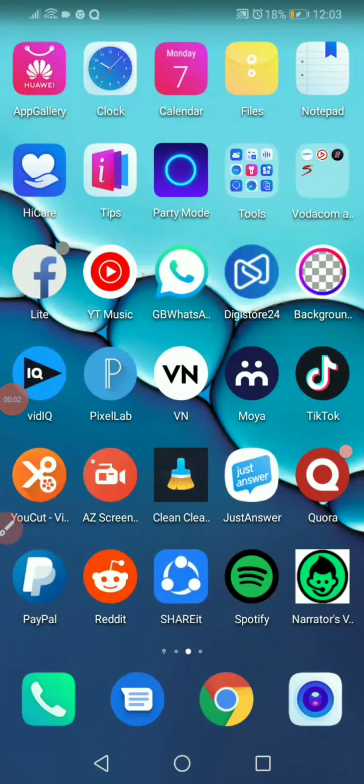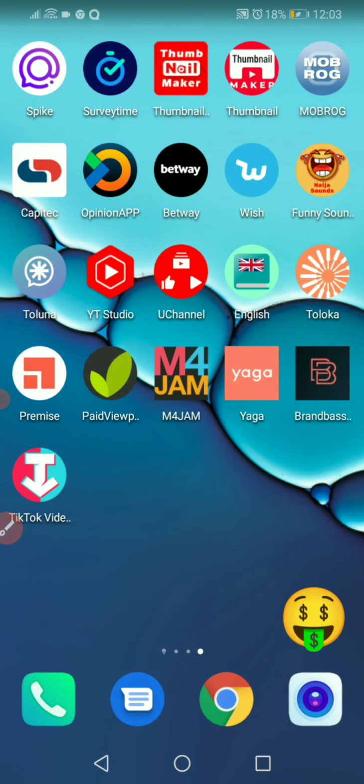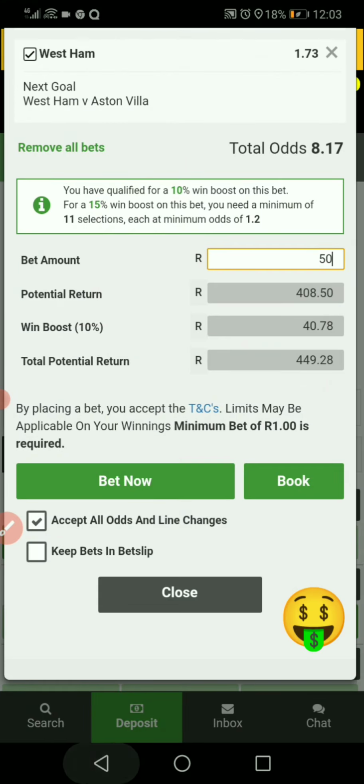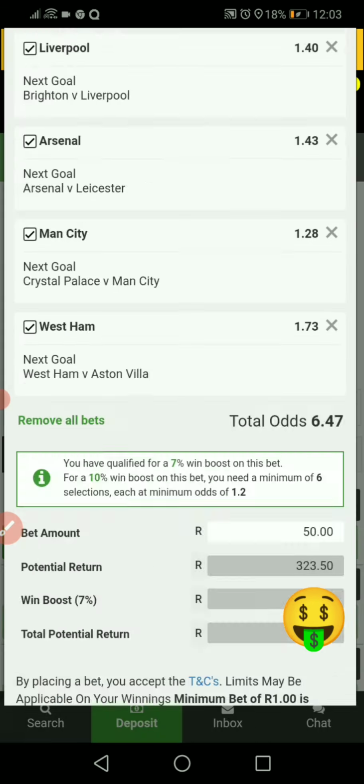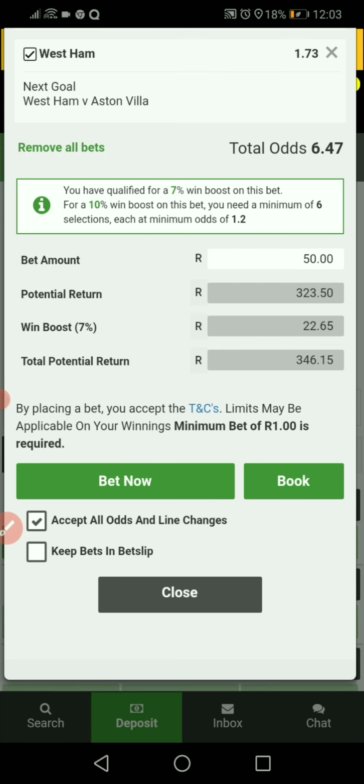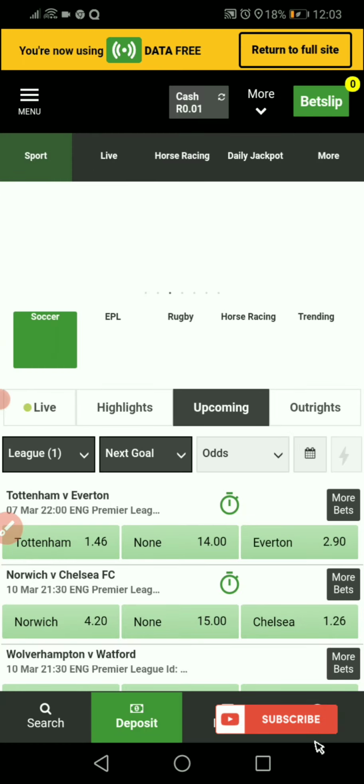Voila, voila, voila. Yeah, yeah, guys. Let's go. Let's get this cash, guys. Let's go on Betway. Boom. Okay, okay. Let me clean up these ones. Okay, guys. Let's go.